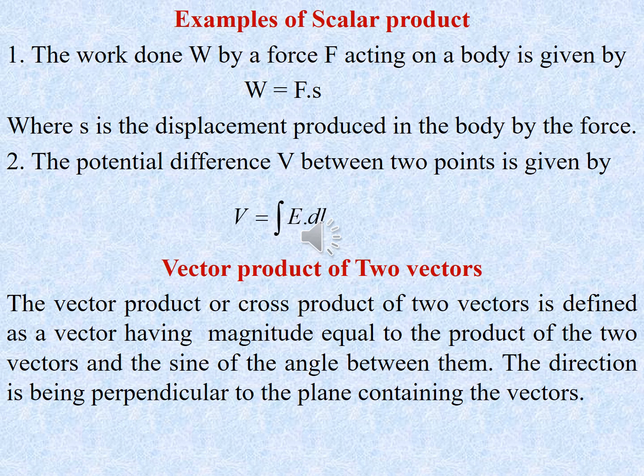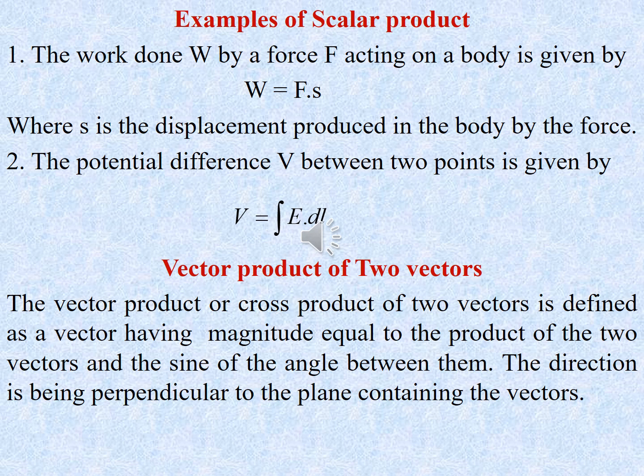Examples of the scalar product. First one is the work done. We know the formula W is equal to F dot S, where S is the displacement produced by the applied force. Second one is the potential difference. We know the formula V is equal to integral of E dot dl.